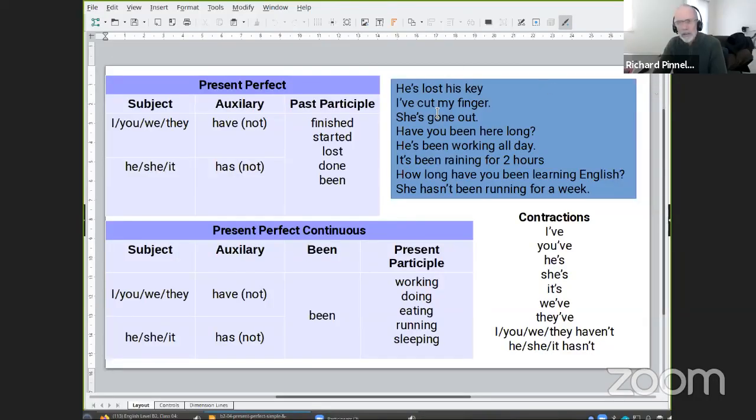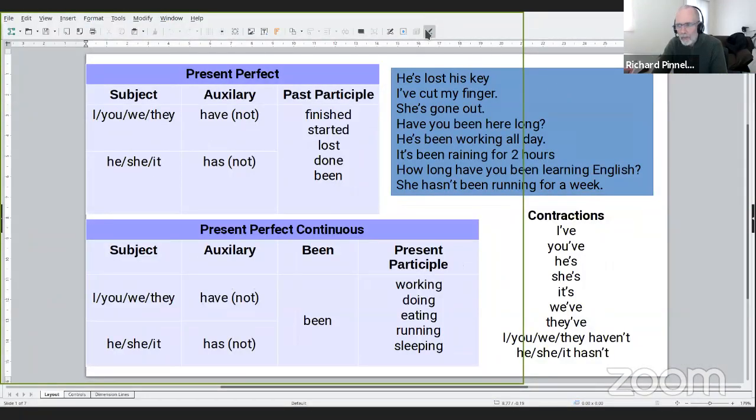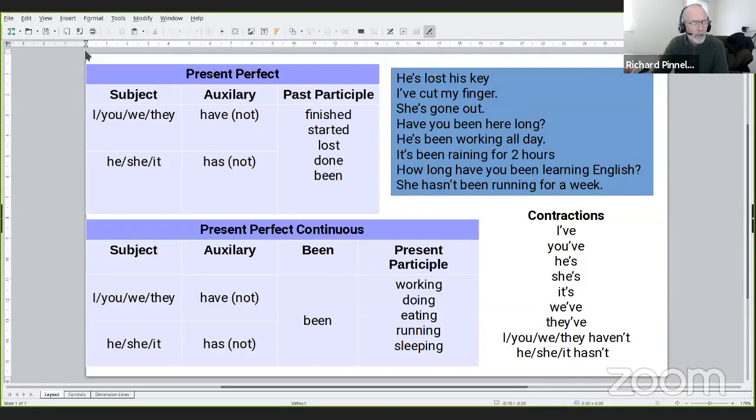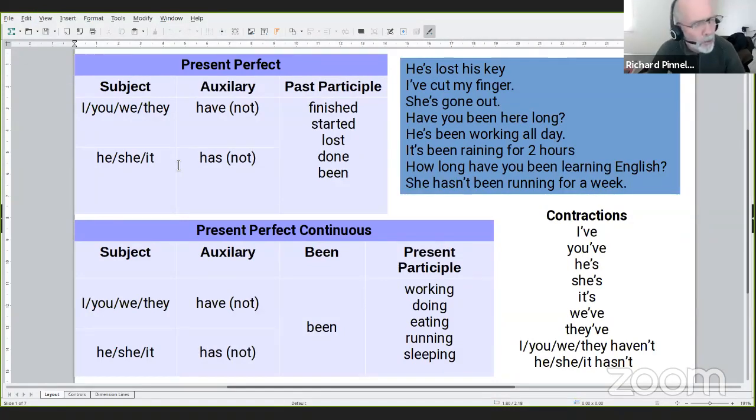Remember, esta clase es intermedio alto o nivel B2, so la mayoría debería estar en inglés. To begin, we're going to just review these two tenses. We've seen these two tenses before, at lower levels. I think it's level B1, intermediate level, that we saw them previously. So this is just a review.